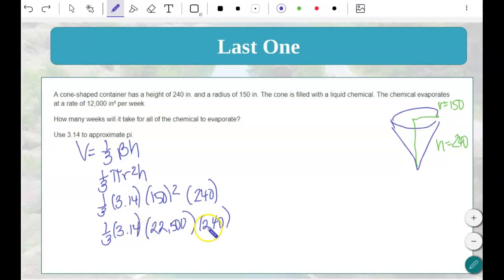So the next thing we need to do is just multiply these three numbers together. So 22,500 are going to multiply by 3.14 and then by 240. Now remember, the times 1/3 is the same as dividing by 3. So we'll go ahead and I'm going to put the next step up. You can probably do it all in one step on the calculator, but just be careful.